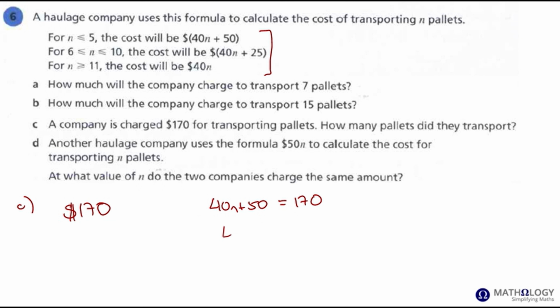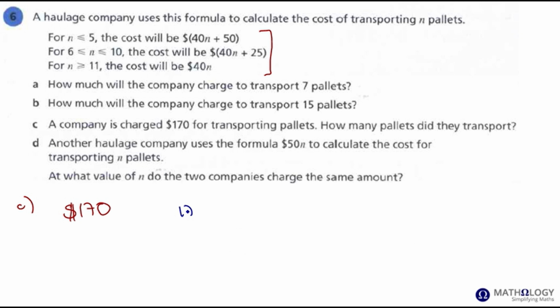Okay, so 40n equals 170 minus 50, which is 120. Divide by 40, n equals 3. So the company transported 3 pallets, but we're still going to check that we don't get a natural number for the other two expressions.